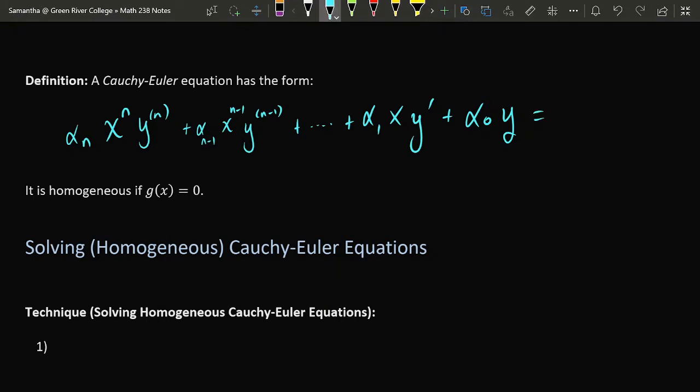Now, in general, a Cauchy-Euler equation can have a function of x on the far right side. We will be dealing with that case a couple of days from now. But today we will be dealing with the specific case that the right-hand side of the equation is equal to 0, making this a homogeneous ODE.